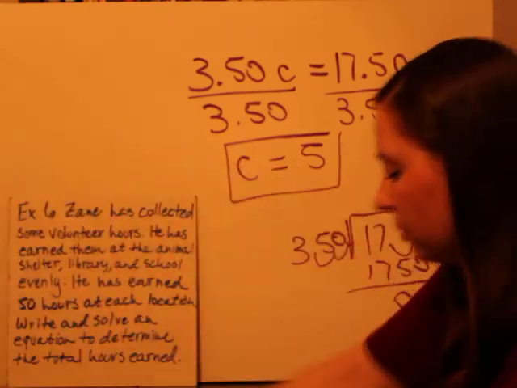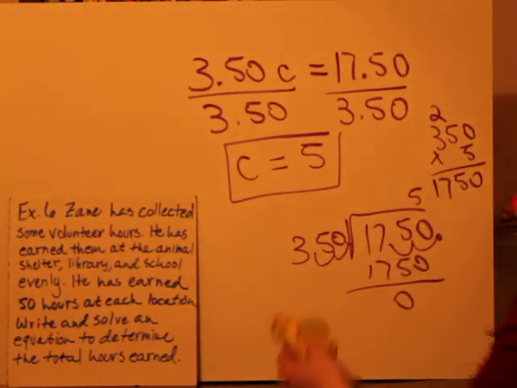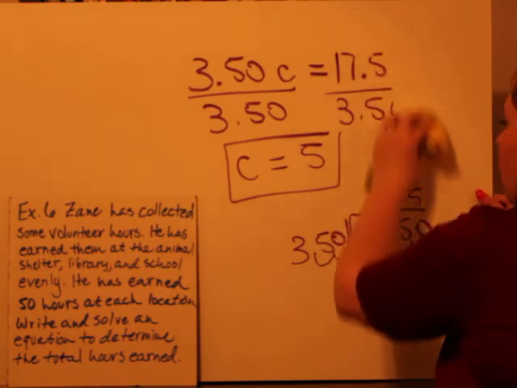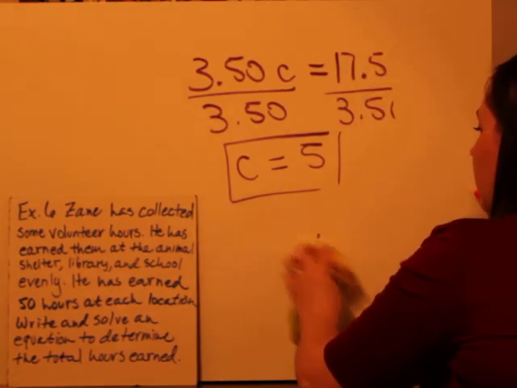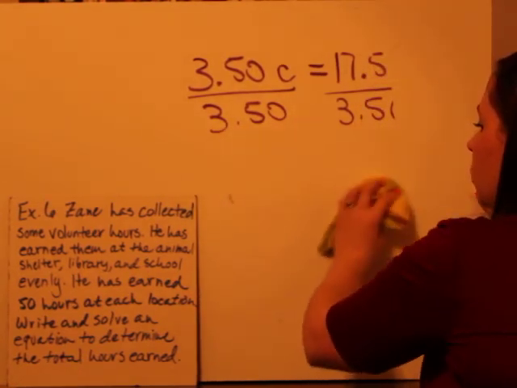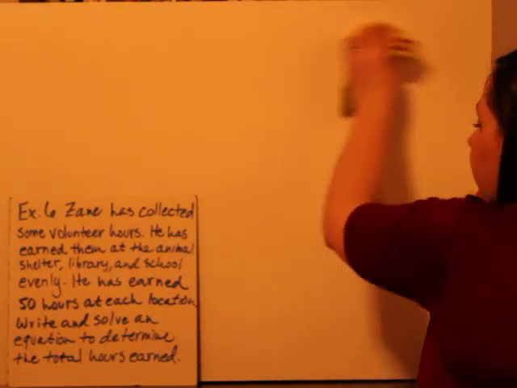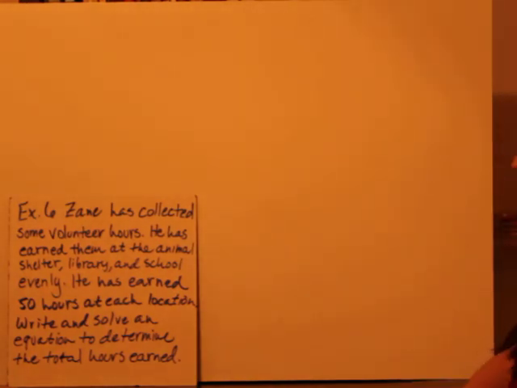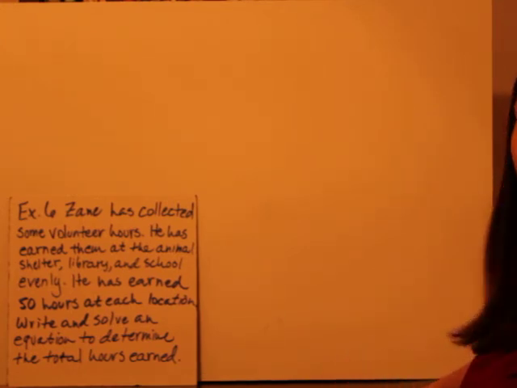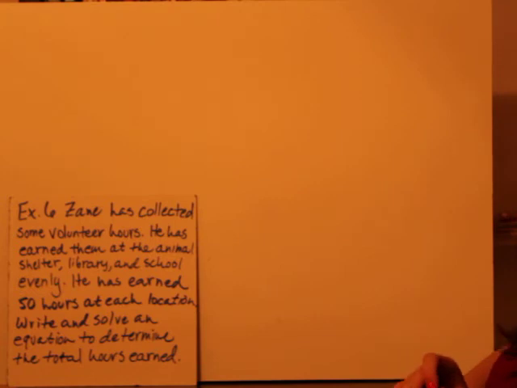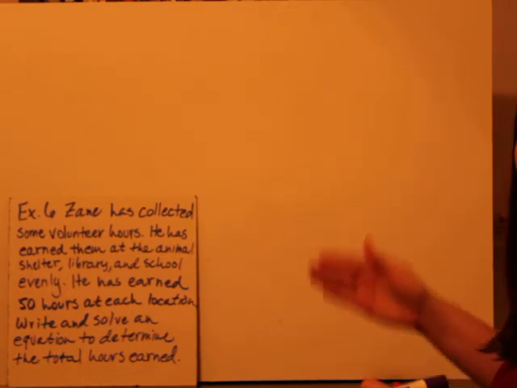Okay, last example. Zane has collected some volunteer hours. He has earned them at the animal shelter, library, and school evenly. He has earned 50 hours at each location. Write and solve an equation to determine the total hours earned. Okay, we don't know what total number of hours he has earned, but we know that he's earned them evenly amongst the 3 places, and that at each place he's earned 50 hours.